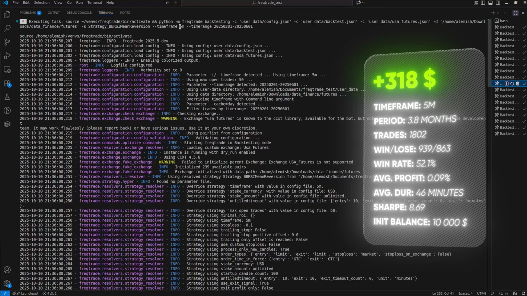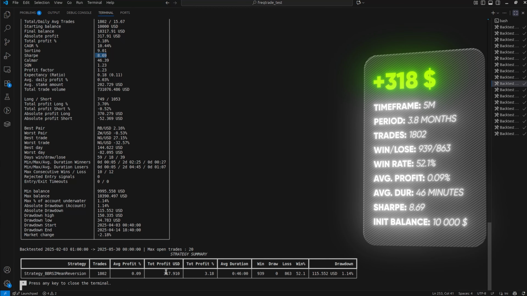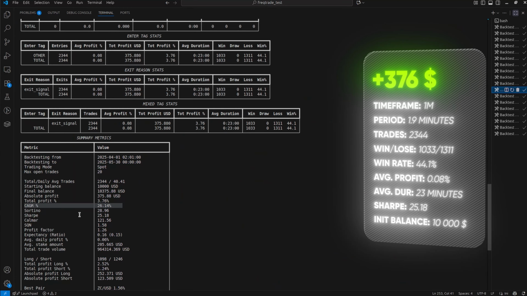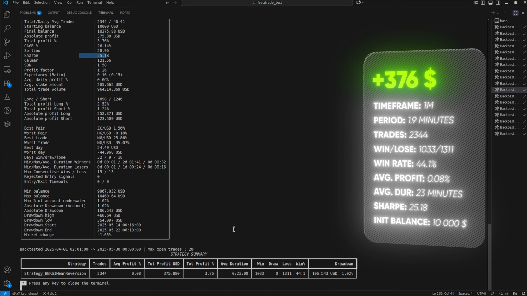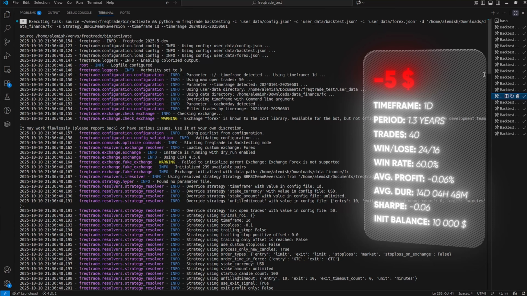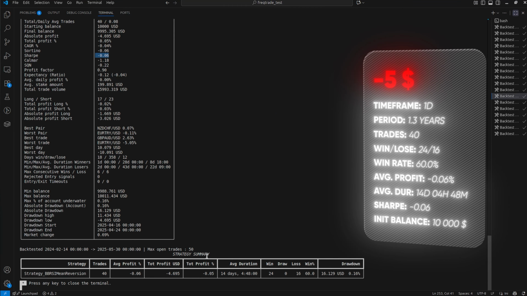Next, moving to 5-minute time frame, Sharpe is positive, 8.69, and we've made $300. Next, moving to 1-minute time frame, finally, Sharpe is positive, 25, that's impressive, and we've made $375. Now we move to Forex Market, starting with 1-day time frame. Our Sharpe is minus 0.06, and we've lost just $4.